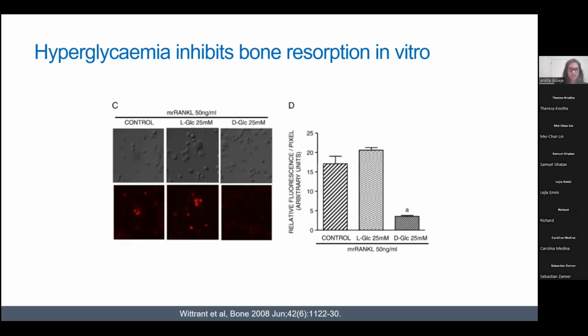Here, the osteoclasts were stimulated with RANK ligand and also incubated with either D-glucose, which is the normal glucose that is present in our bodies, or L-glucose, which isn't usually found. But you can see that it is only D-glucose which is inhibiting the osteoclast activity, with a picture shown here on the left, where the osteoclasts are inhibited. So in the study, actually, there were quite high levels of glucose being used, which was 25 millimoles. So it's quite interesting that perhaps the glucose itself might have an inhibitory effect on bone resorption.